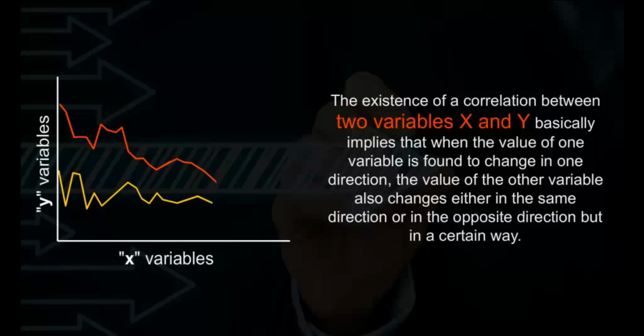The existence of a correlation between two variables x and y basically implies that when the value of one variable is found to change in one direction, the value of the other variable also changes either in the same direction or in the opposite direction, but in a certain way.